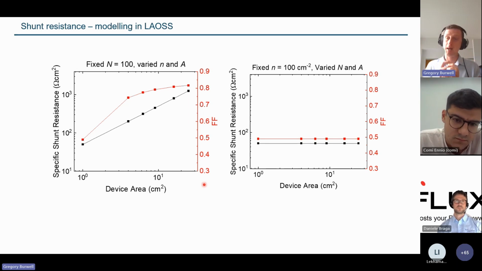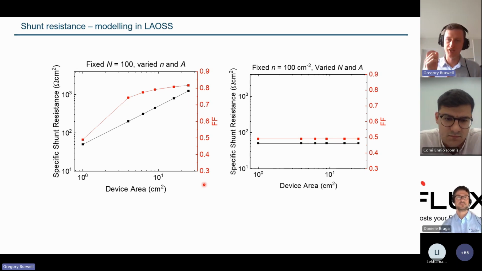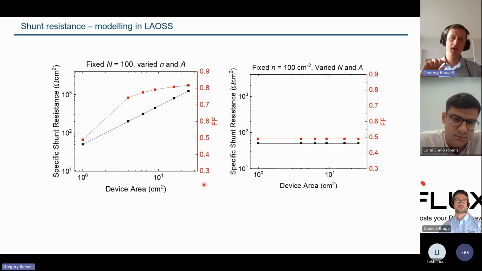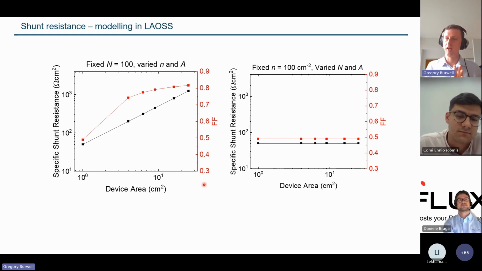So if we fix capital N, which is the number of defects on a device, and then vary lowercase n, which is the number density, and the area, then if we fix the number of defects and just make it larger, the specific shunt resistance increases, and therefore we get an increase in fill factor. However, we do the opposite if we fix the number density and vary the number, then the specific shunt resistance is flat.